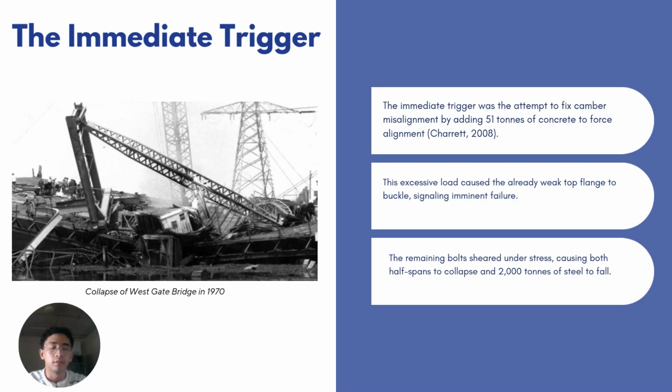The immediate trigger that caused the collapse was the attempt to fix the camber misalignment by adding 51 tons of concrete to force the alignment. And this excessive load caused the already weak top flange to buckle, which shows imminent failure. And the remaining bolts sheared under stress, which caused both half spans to collapse.